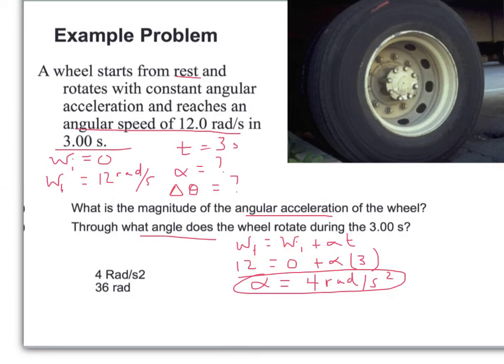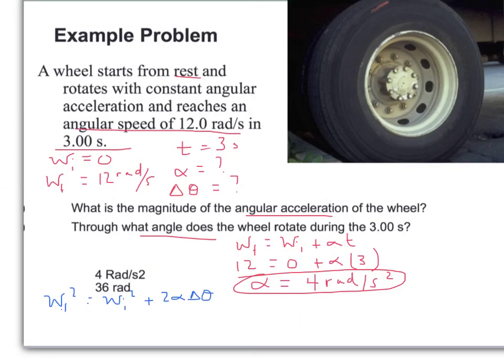The second one is looking for delta theta. So I know of two equations that have delta theta. We have delta theta equals omega initial times time plus 1/2 alpha t squared. Or we can use omega f squared equals omega i squared plus 2 alpha delta theta. It's your choice, whichever one you want to use. I think I'm going to go for the squared one. So omega final squared equals omega initial squared plus 2 alpha delta theta.